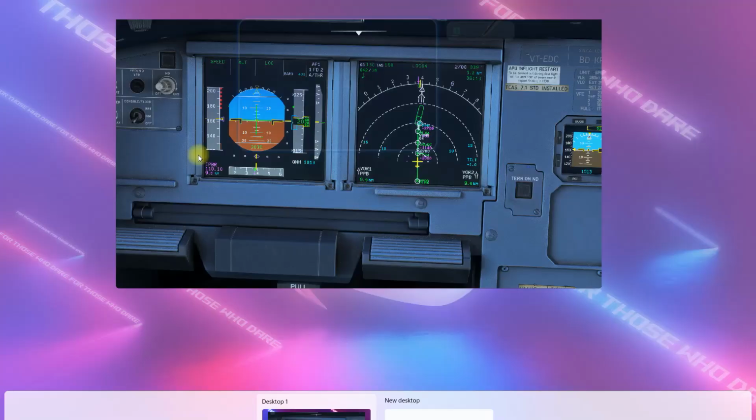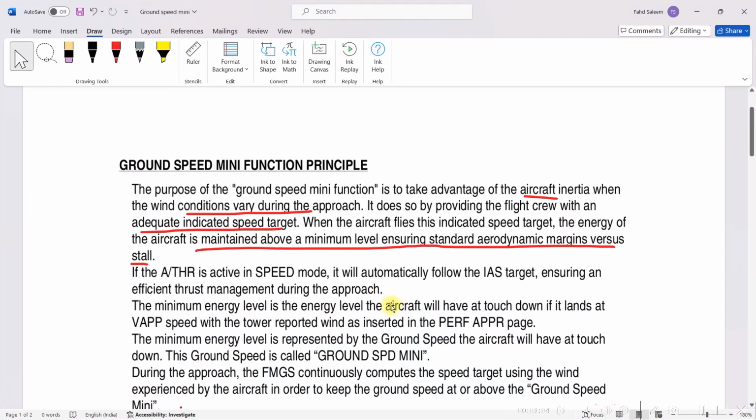To understand that, let's look at the FCOM or the Flight Crew Operating Manual. Ground Speed Mini Function Principle. The purpose of the ground speed mini function is to take advantage of the aircraft inertia when the wind conditions vary during the approach. It does so by providing the flight crew with an adequate indicated speed target. When the aircraft flies this indicated speed target, the energy of the aircraft is maintained above a minimum level, ensuring standard aerodynamic margins versus stall.